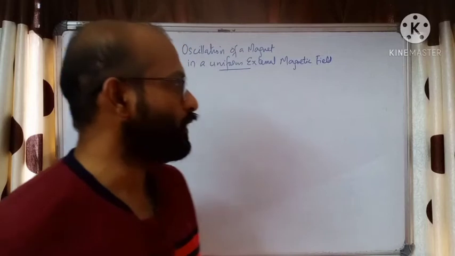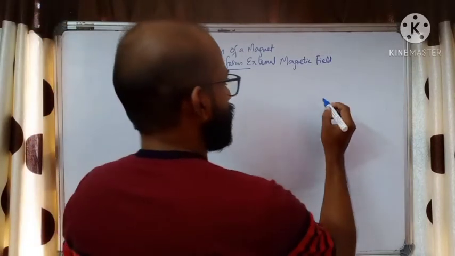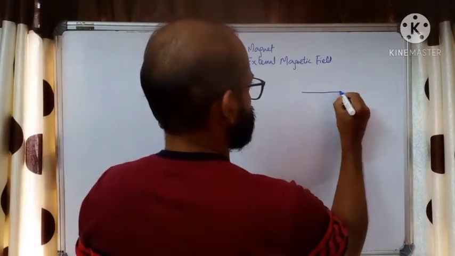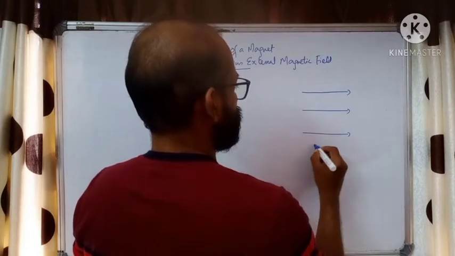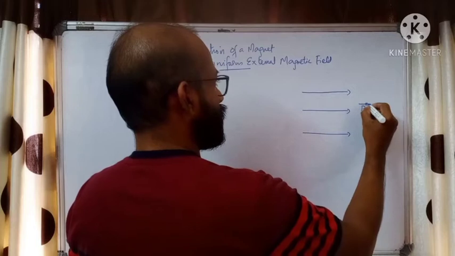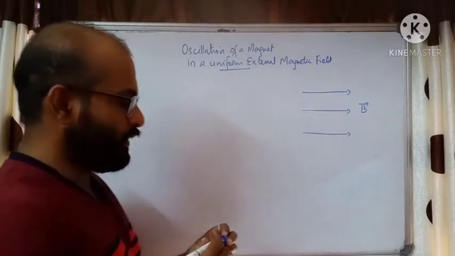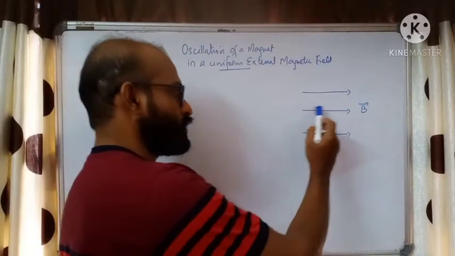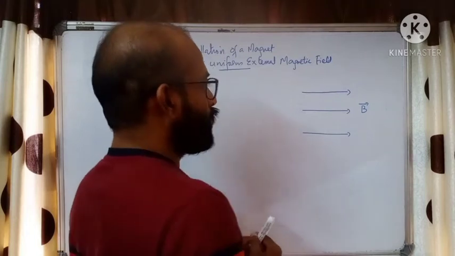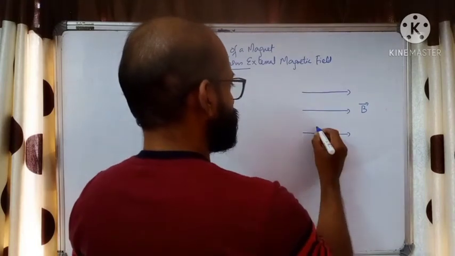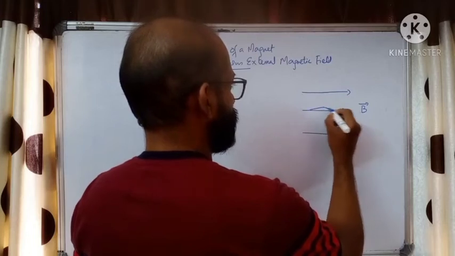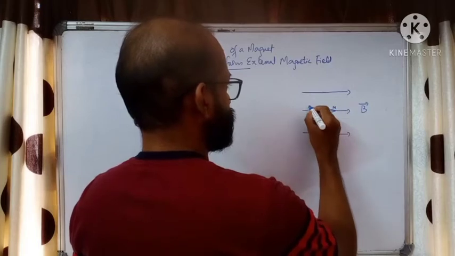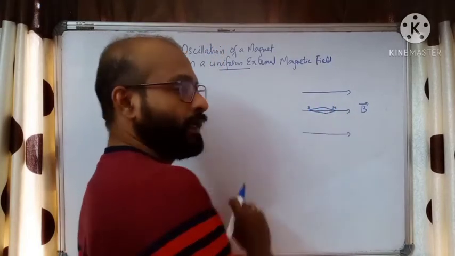Now here we have an external magnetic field in this direction. Vector B is the magnitude of the magnetic field, and this is the direction also. Now suppose initially we place the compass needle in this orientation. See, this is the orientation of the compass needle. This is the north pole and this is the south pole. Here theta is equal to 0.